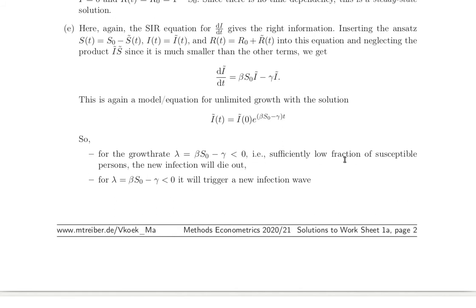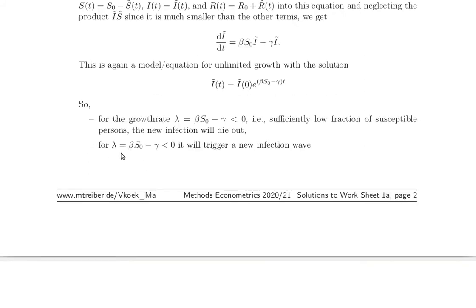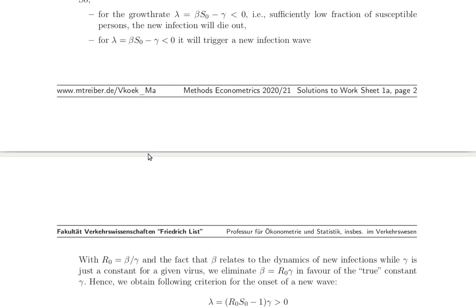So that means besides the parameters beta and gamma, this new effective growth rate depends on the initial fraction of susceptibles. So that means, because both beta and gamma are positive, that means if this S0 is sufficiently low, there are less than a maximum number of susceptibles left, then a new infection will just die out. And of course, if lambda is greater than 0, it will trigger a new wave.